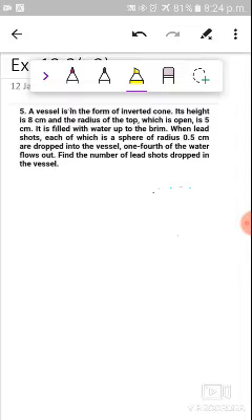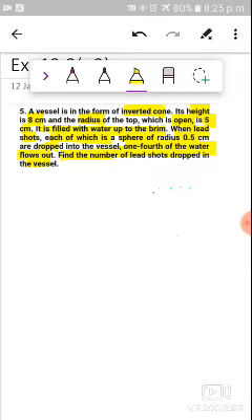A vessel is in the form of inverted cone. Its height is 8 centimeter and the radius of the top, which is open, is 5 centimeter. It is filled with water up to the brim. When lead shots, each of which is a sphere of radius 0.5 centimeter, are dropped into the vessel, 1/4 of the water falls out. How much water falls out? 1/4 of the water falls out. So we need to find the number of lead shots dropped in the vessel. Okay.